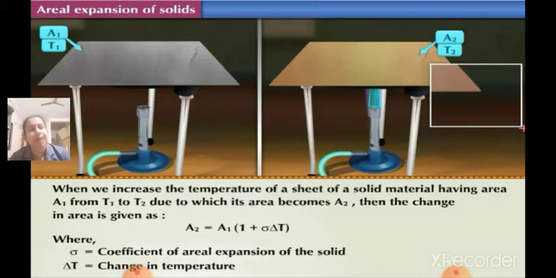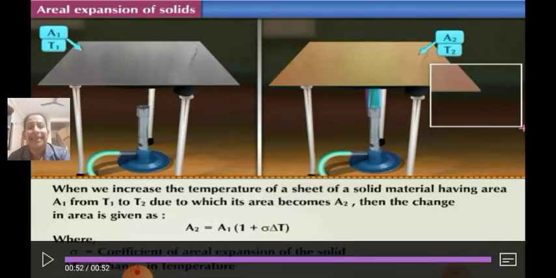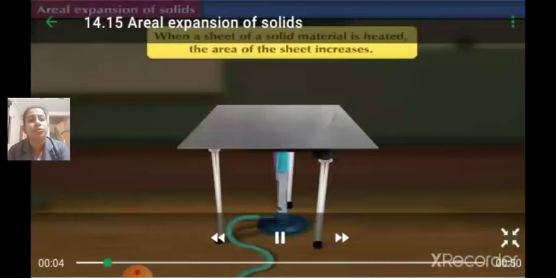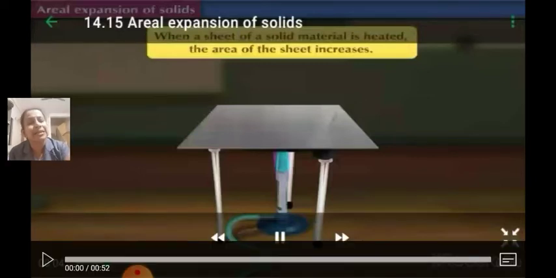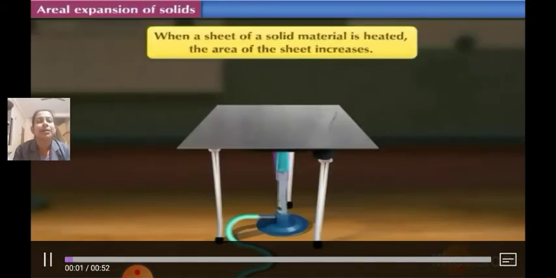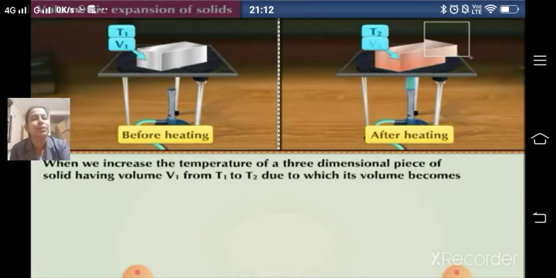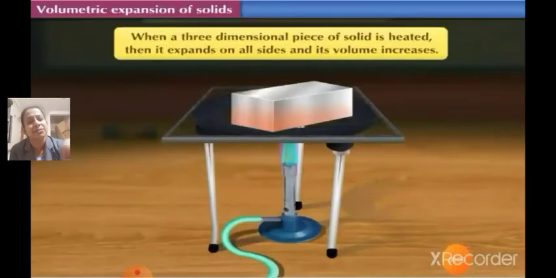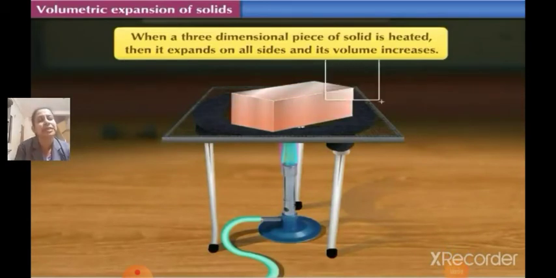Now let's see about the third one: even volume can increase. Okay, so volume also can increase, and how is that volume increasing? Let's see. Now this was the areal expansion, and we will go for the next one, that is the volumetric expansion. When any three-dimensional piece of a solid is heated, it expands on all the sides, and its volume increases.